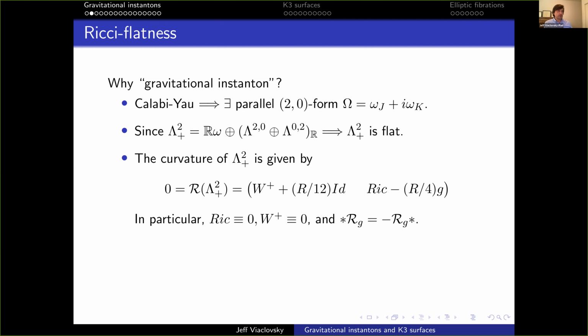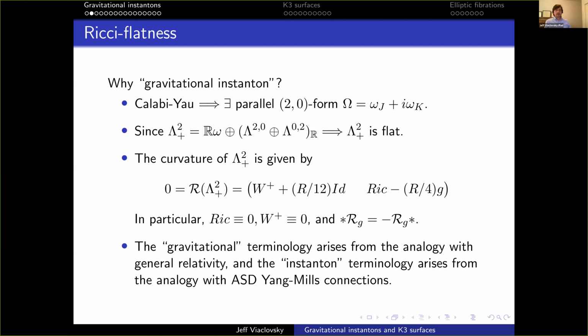So it's two 3x3 matrix blocks. The self-dual block is W plus, the self-dual part of the Weyl curvature, plus the scalar curvature over 12 times the identity. And the other block is Ricci minus scalar over 4 times the metric, which is the traceless Ricci tensor. So this vanishes. In particular, the scalar curvature is 0, the Ricci tensor is 0, the self-dual Weyl curvature is 0. And so that implies that the full Riemannian curvature matrix of two forms anti-commutes with the Hodge-Star operator.